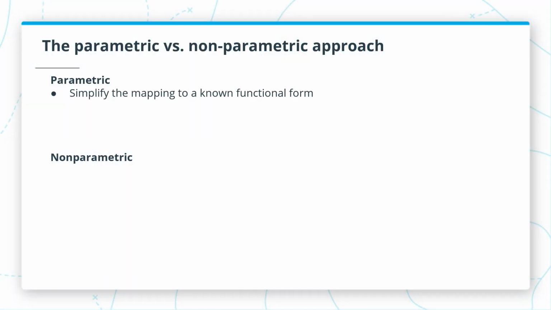Based on the assumptions about the shape and structure of the function they try to learn, machine learning algorithms can be categorized into two groups: the parametric or non-parametric algorithm. Parametric machine learning algorithms simplify the mapping to a known functional form, starting by selecting the form of the function and then learning its coefficients using the training data.